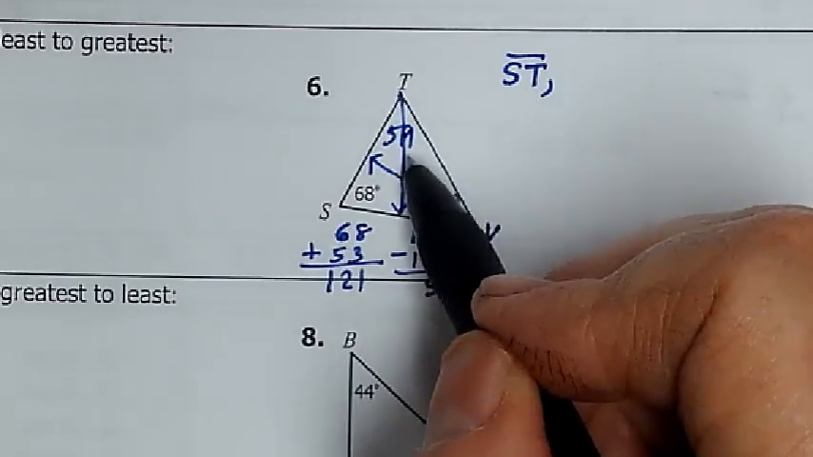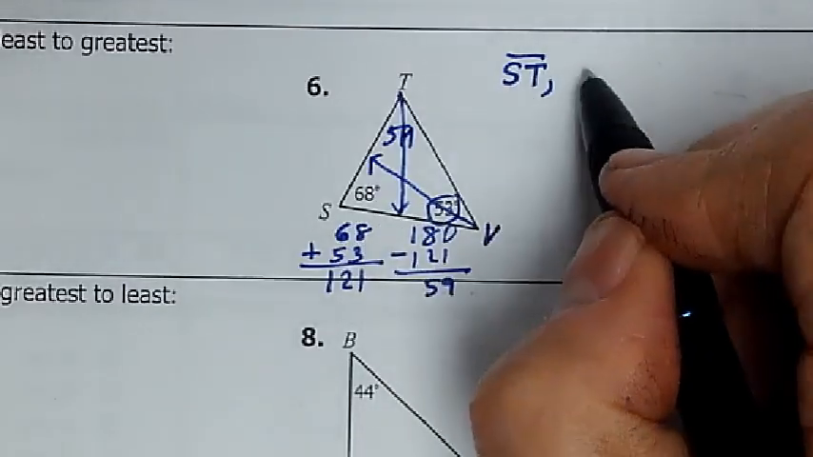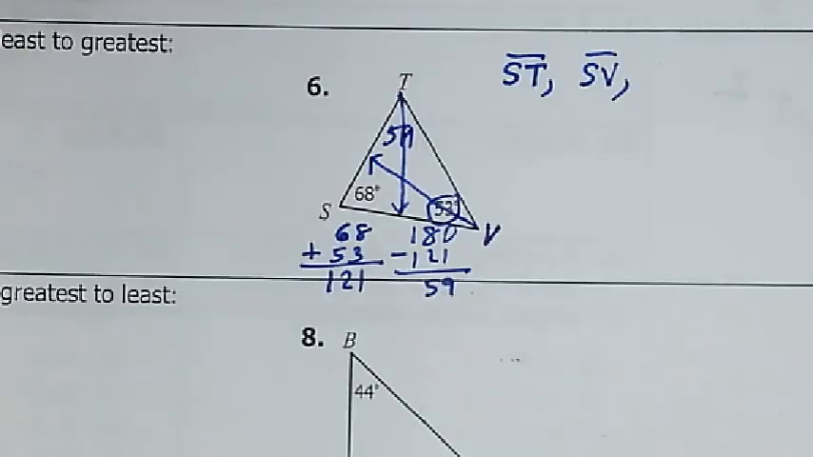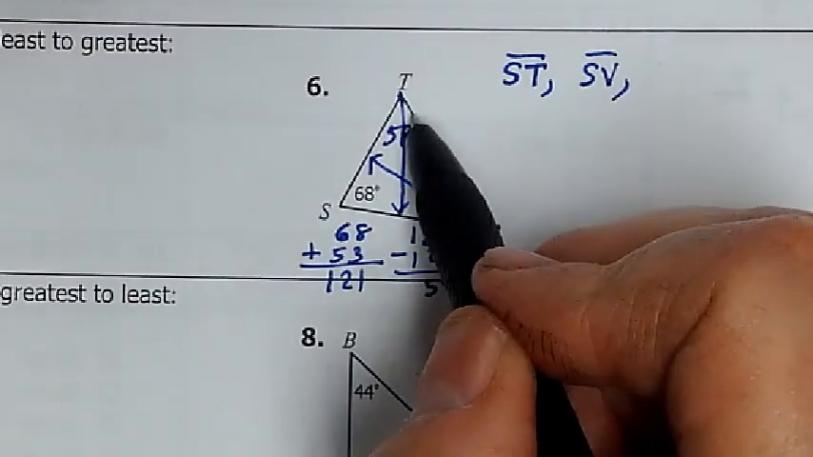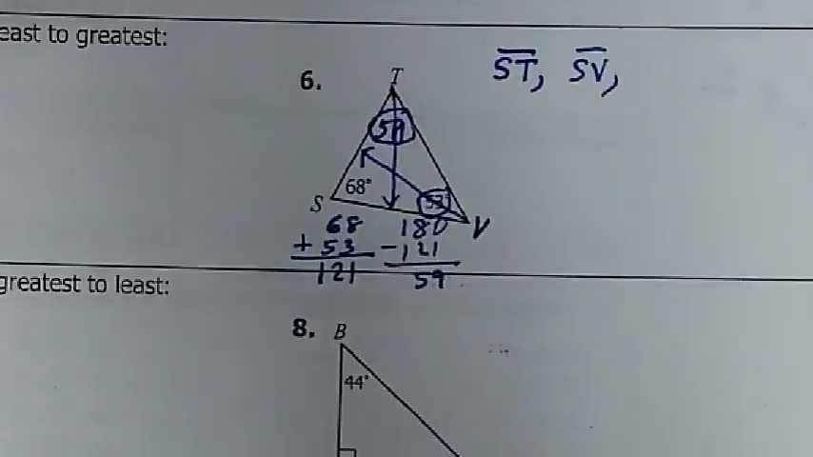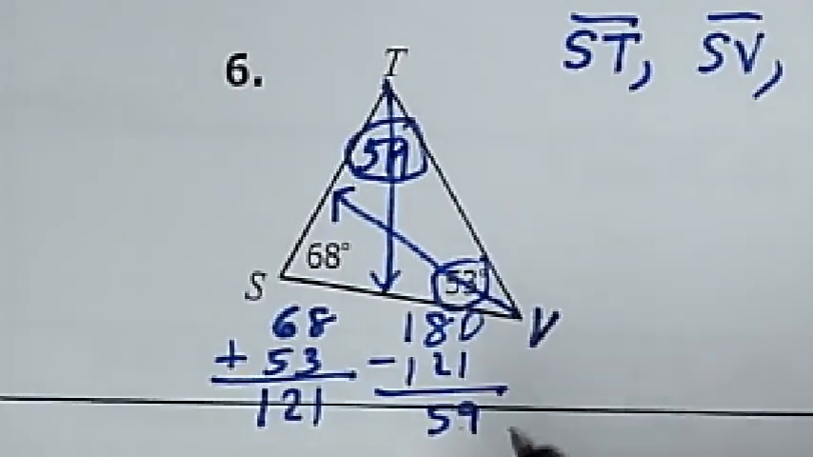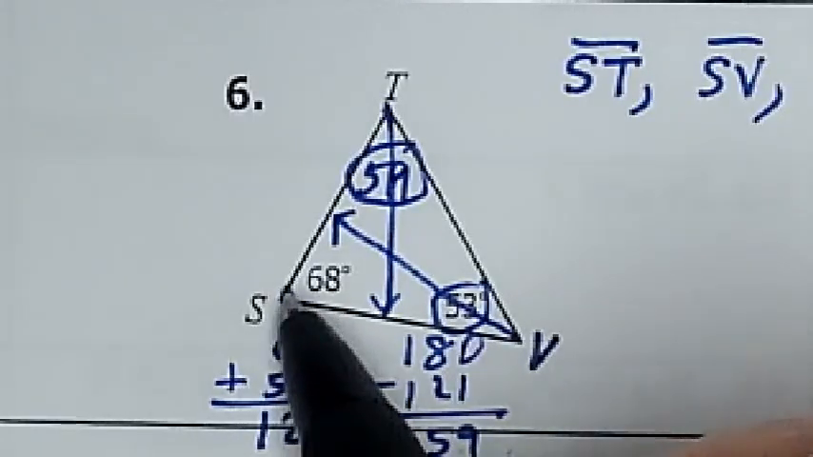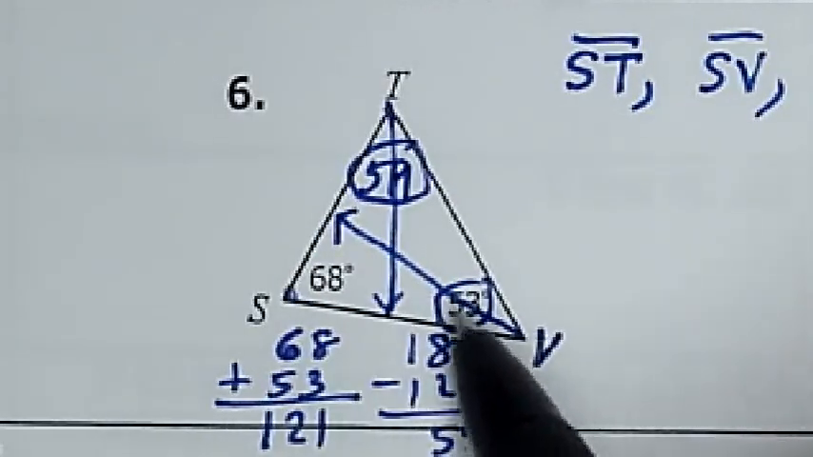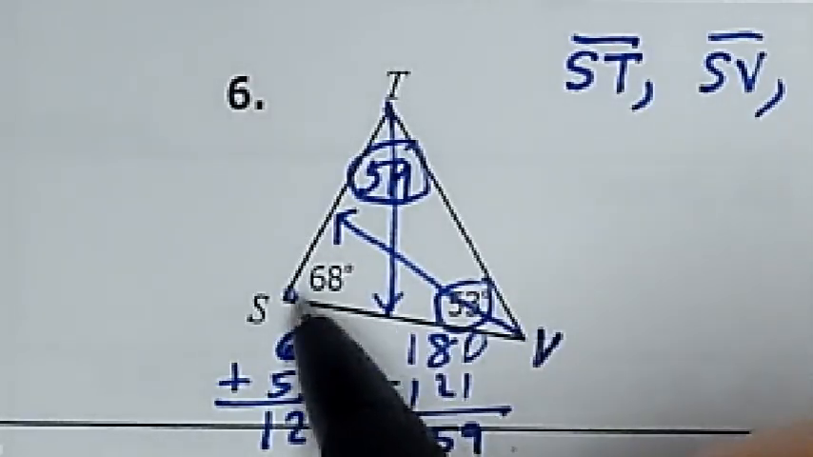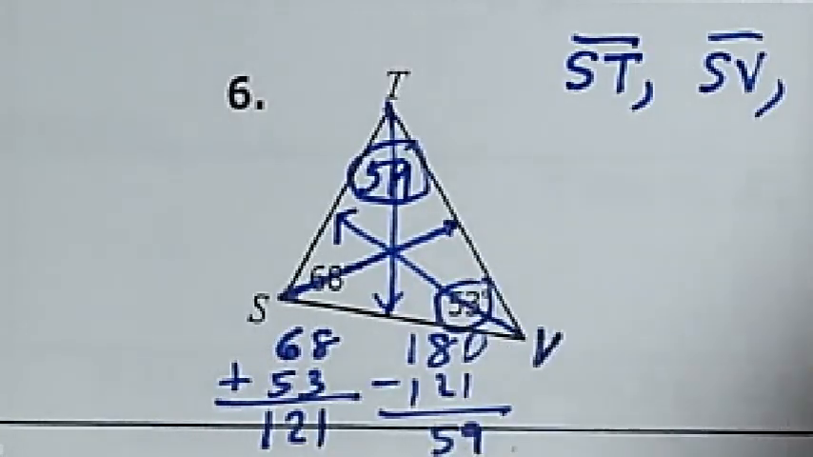Now think about it. What's the largest angle here? Well, that's 59. This is 68. So what's the largest angle? Angle S. Listen to the question. What is the largest angle? It's 68. That's angle S. So if angle S is the largest angle, what's the largest side? Line segment what? And those are the sides in order from least to greatest.